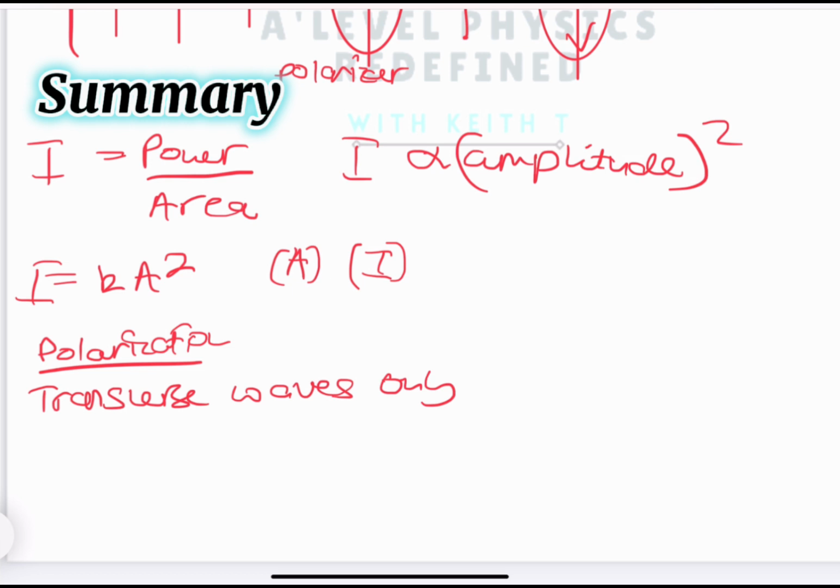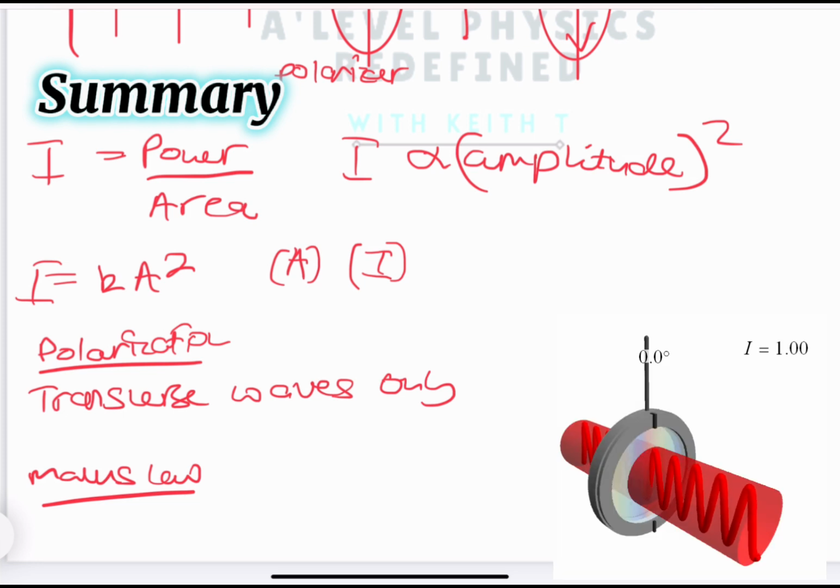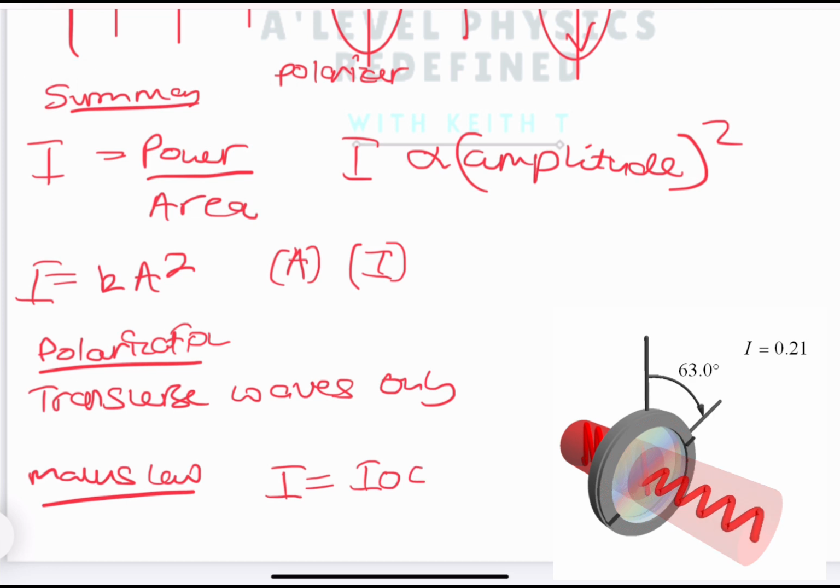And the last thing that we talked about then was Malus' law. And I've explained how the famous French engineer and physicist Etienne Malus came up with Malus' law that relates the angles of the rotation of an analyzer and the angle of rotation of the polarizer. And we came up with the law of I is equal to I naught cos squared theta.